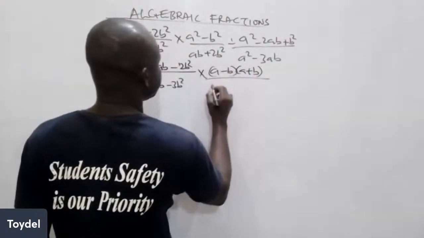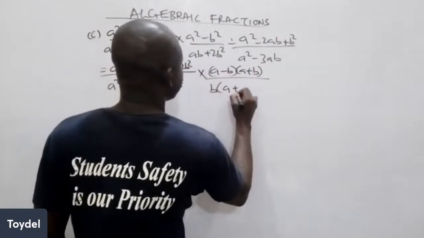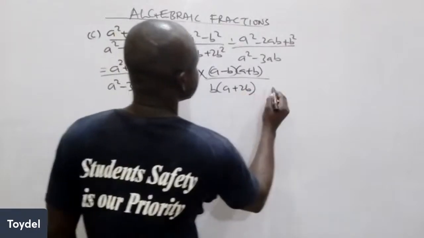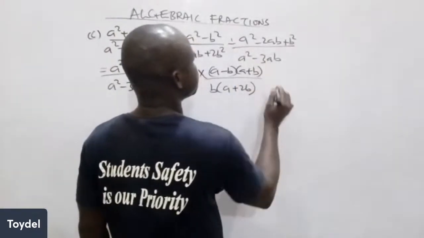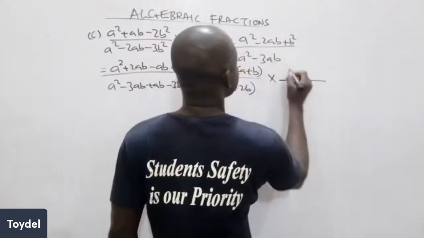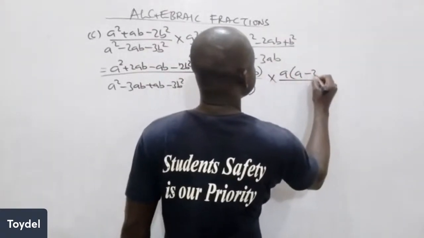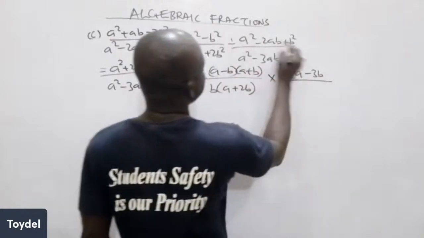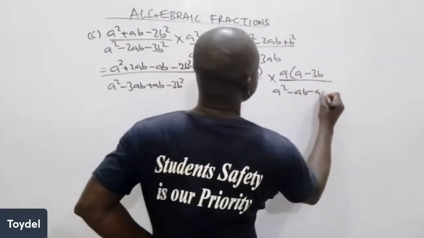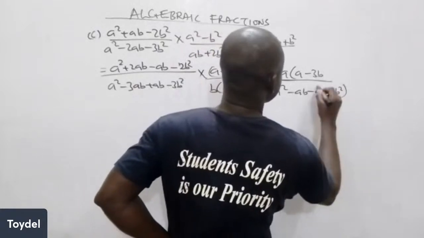At the denominator, what is common? B is common. So I have a plus 2b. A plus 2b, yes, that's right. Then this division, I'll change to multiplication. That will be multiplied by, I will change the numerator to denominator. What is common here is a. At the end of it, I have a minus 3b. Then all over, if I factorize this, I'm going to have a squared minus ab plus b squared. Then I'll do the grouping.